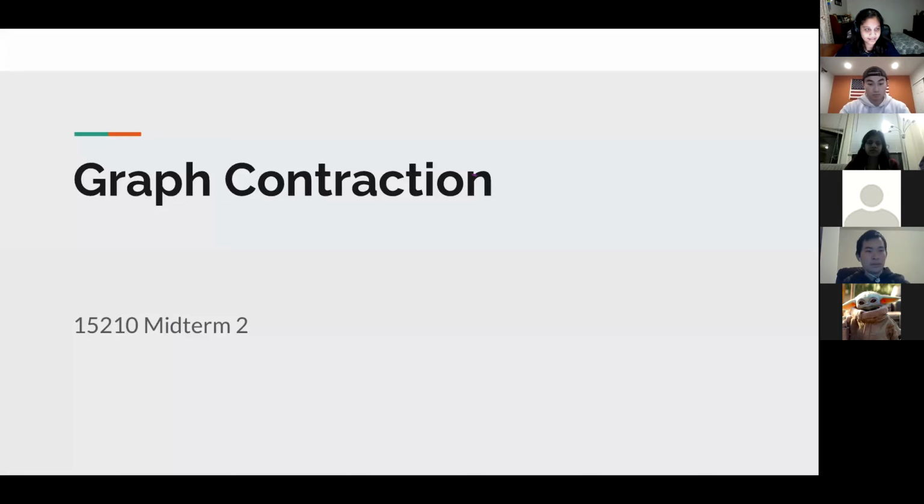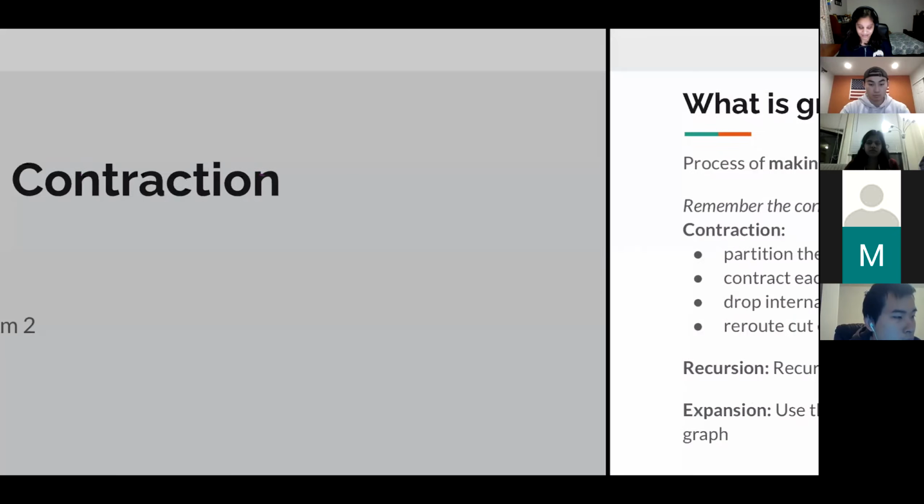I will start with the graph contraction. All right. Let me know if you guys can't see this, but hopefully you can. Okay, graph contraction. Fun stuff. So what exactly is graph contraction?